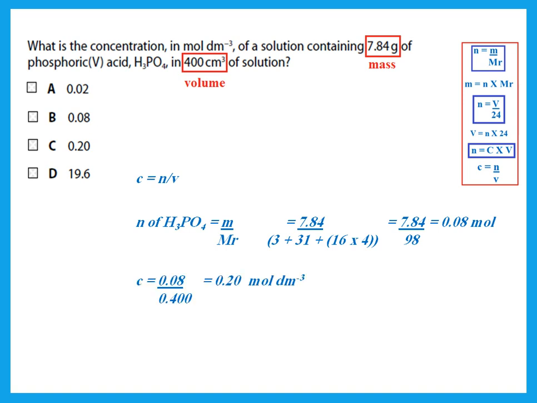I can then use it to get concentration. We said concentration is number of moles over volume. Again, please remember the volume, you cannot put it as it is. It's in centimeter cubed, so before you put it into the equation, you have to divide by 1,000, and that gives you the concentration.